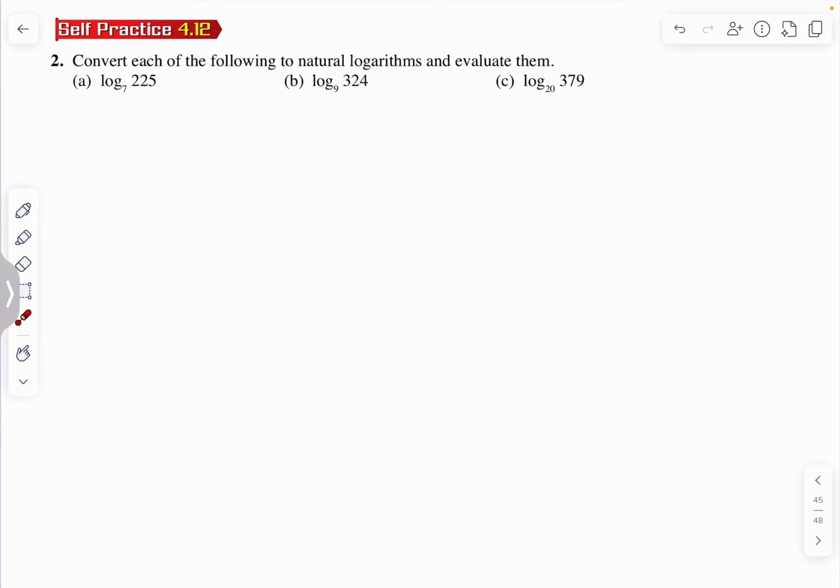Self-practice 4.12, question 2. Convert each of the following to natural log and evaluate them. Okay, natural log means log base e. So to convert base, you write log e over log e. The big number you put on top, the small number you put down. Okay, then later we type in our calculator.